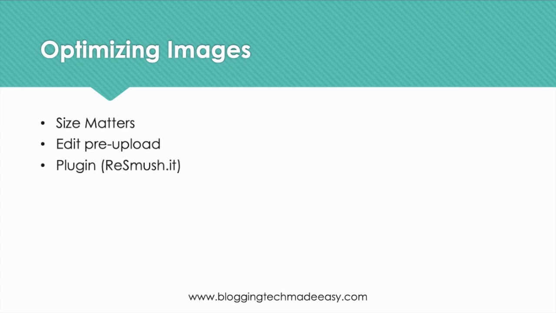Because you can also use an image compression plugin for WordPress. These image optimizer plugins allow you to automatically reduce the file size while uploading an image to WordPress. And the one that I recommend is Resmush It, and it's a free plugin. I'll show you how it works.